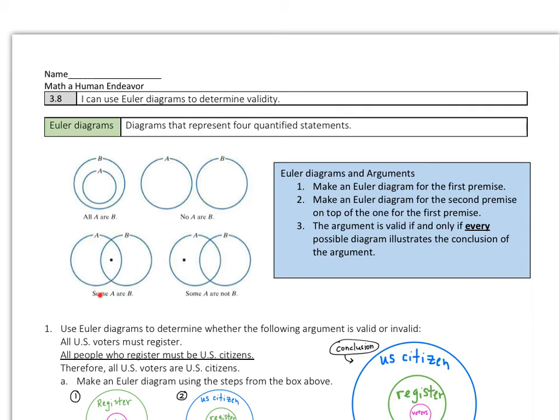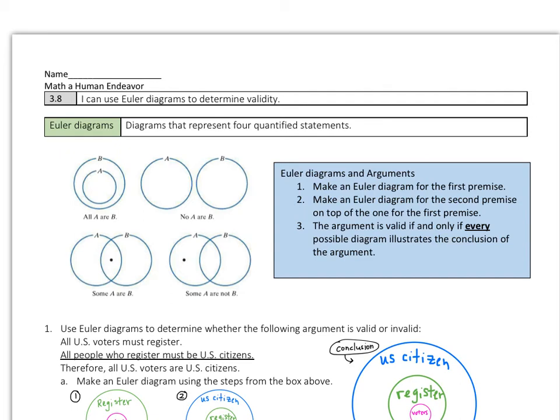This one is some A are B, and the things that overlap are right here. And then you can say some A are not B. Notice they overlap, but they're talking about a portion that's in this part of A.